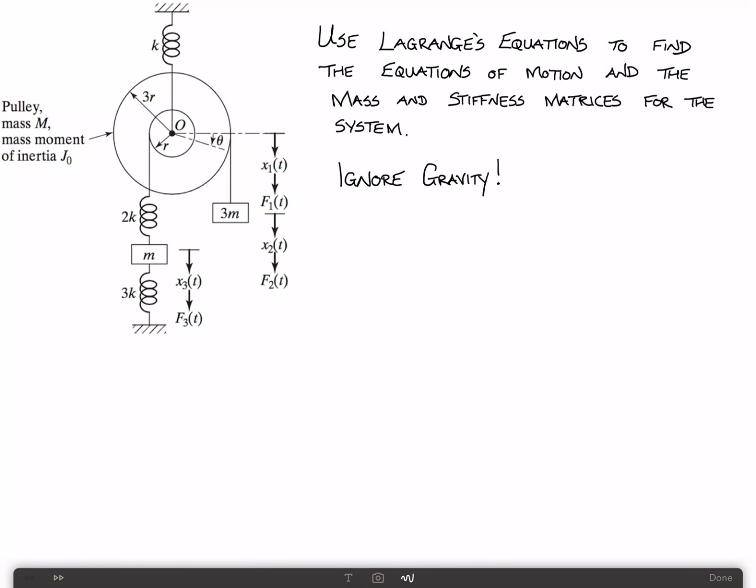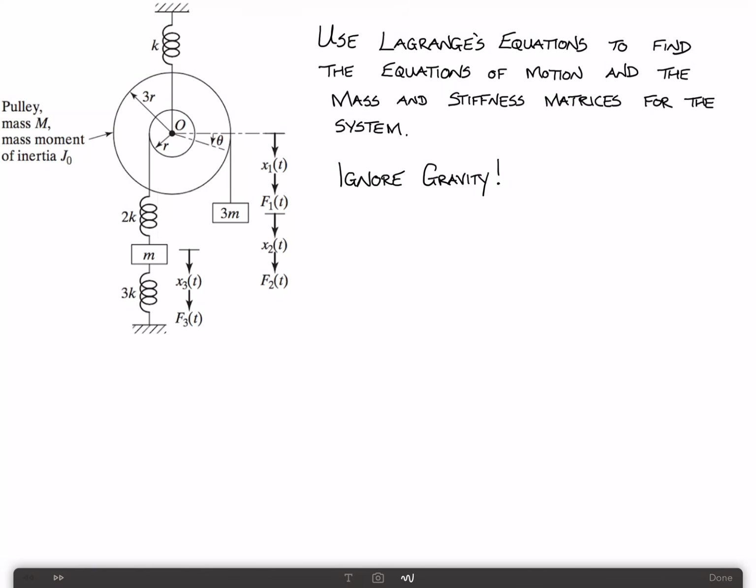The pulley is attached to a rigid surface by a spring of stiffness k, and then hanging from the pulley are two masses. On the right-hand side, we have this mass 3m, and that is hanging on the edge of the pulley, which is a distance of 3r from the center. On the left-hand side, we have a mass of little m that is attached to the pulley by a spring of stiffness 2k, and it is attached a distance of r from the center of the pulley. In addition, this mass m is attached to another rigid surface using a spring of stiffness 3k.